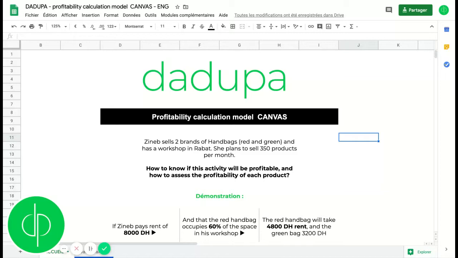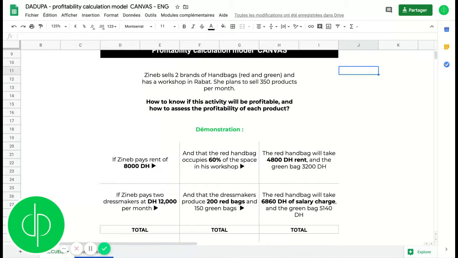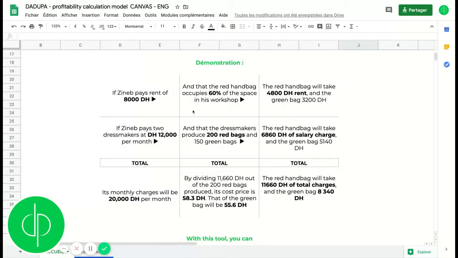You are Zineb and you are selling two brands of handbags, one red and one green. You have a workshop in Rabat and you are planning to sell 350 products per month. How can you estimate if your activity is profitable? And of your bags, which one is more profitable than the other? This is how you will do.